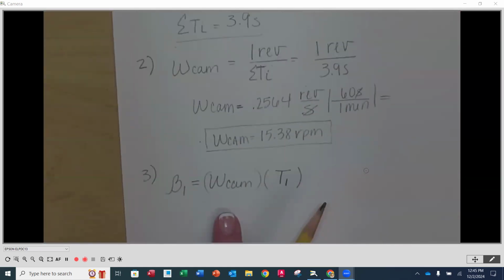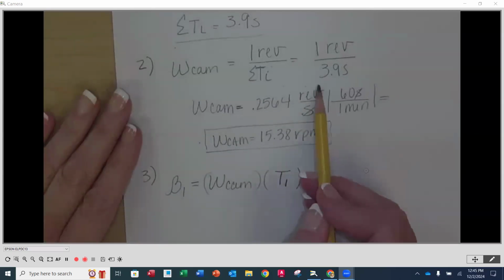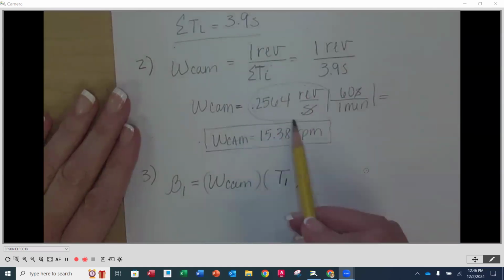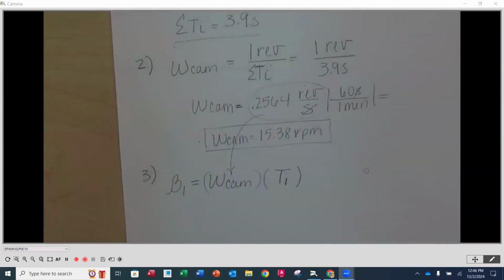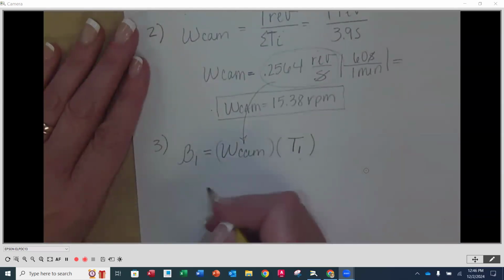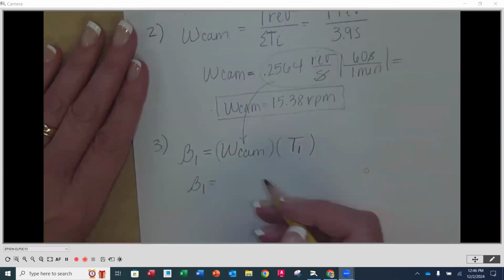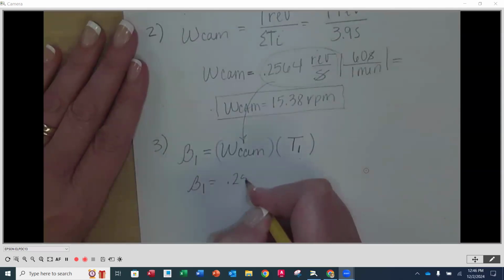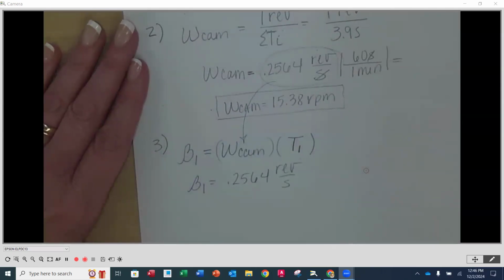1.2 seconds. So I know that this is going to be in seconds. And my cam W, I reported its final answer was in RPMs, but I'm actually going to use this value right here, revolutions per second, down in here, because this is going to be in seconds, because I just want to know how many degrees is that going to be. So my beta 1 is going to be equal to 0.2564 revolutions per second. Make sure you put the units in there.